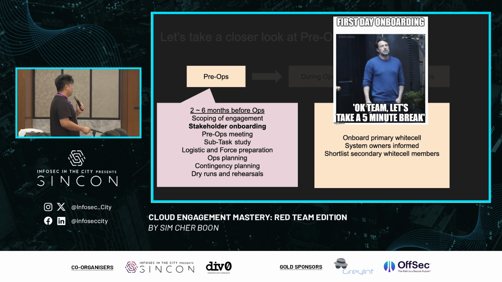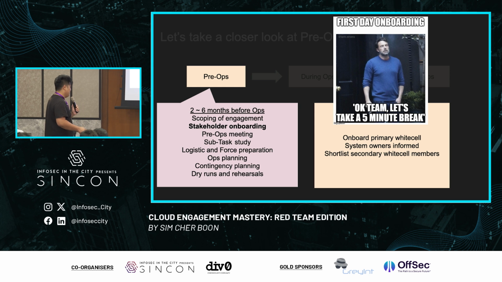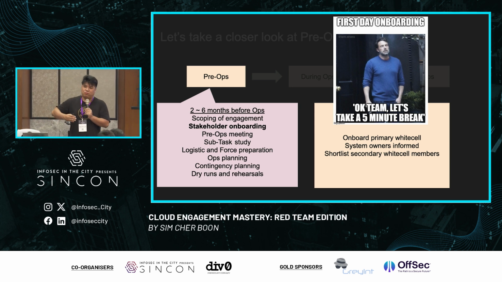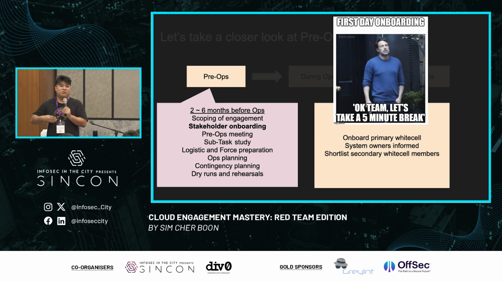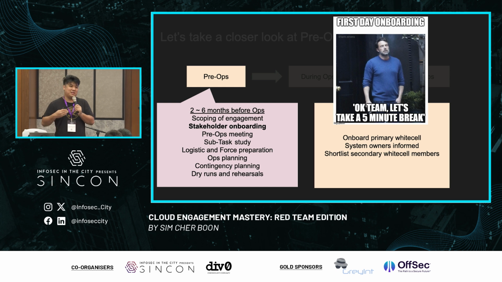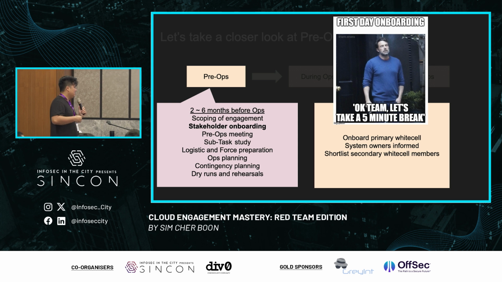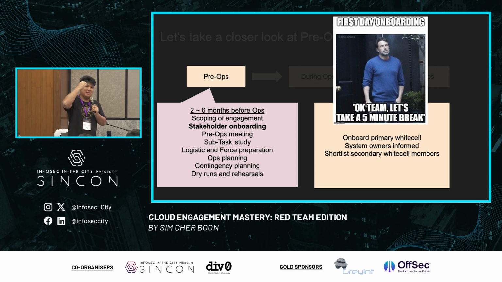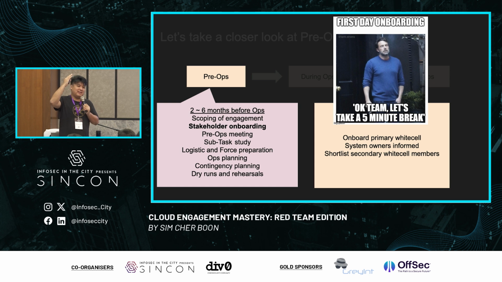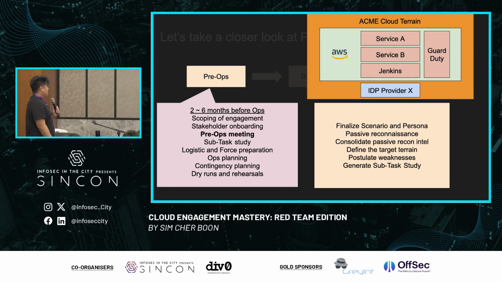And then shortlist secondary white cell members. What do I mean by secondary white cell members? Secondary white cell members are members who are not onboarded yet because they might not be needed then. The more white cell people you onboard, the more people know about the operation, the more chances of people leaking and letting the rabbit out of the bag. So to prevent that, you shortlist them and onboard whenever needed. For example, if you hit a certain service and you know that this service requires a certain stakeholder to be on board as a white cell to know what's happening, then you onboard. But if you're not going to hit it in the engagement, you don't need to onboard. So keep them in the dark if you need to. So this comes as a pre-ops meeting.